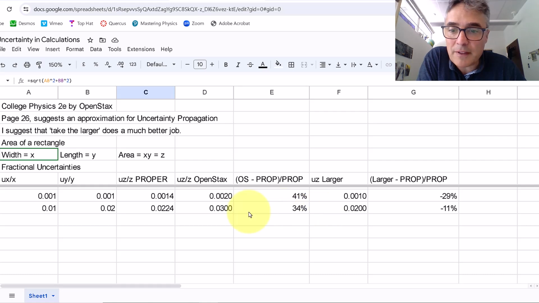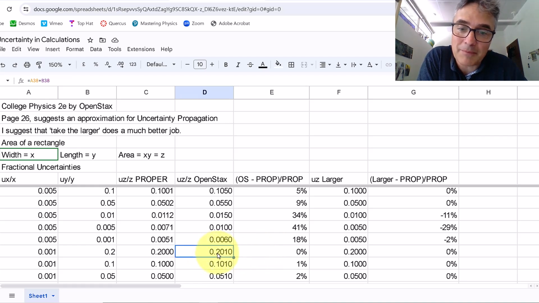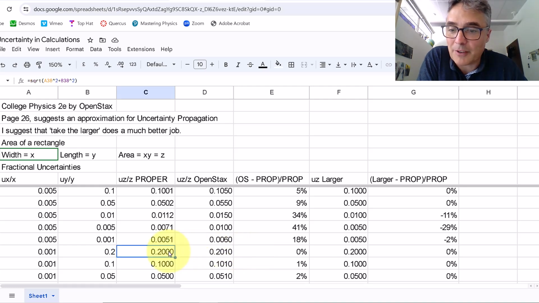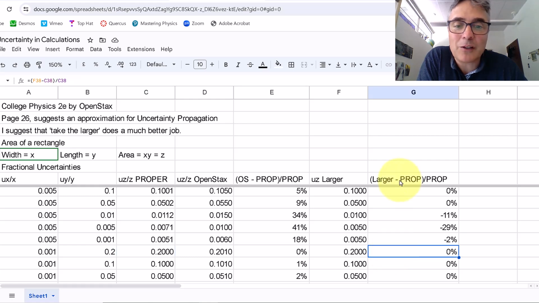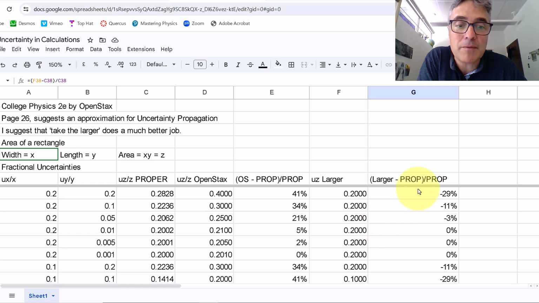So it sometimes kind of works if one of the uncertainties is extremely small compared to the other. Like if you have 0.1% versus 20%, well then, yeah, OpenStax's method of just adding them gives you the right answer, very close to the right answer anyways. But even just picking the larger of the 2 uncertainties seems to always give you a much better answer.